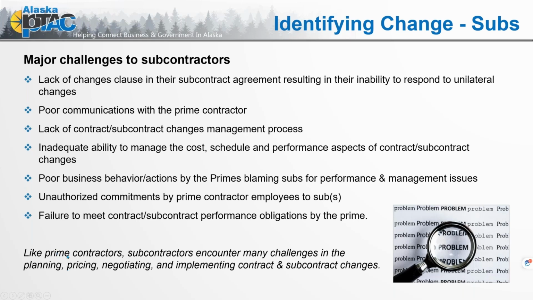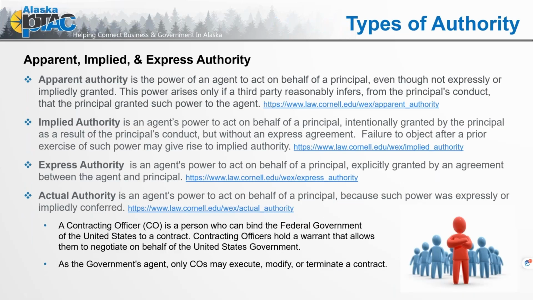So my last statement here, like prime contractors, subcontractors encounter many challenges in the planning, pricing, negotiating, and implementing contract and subcontract changes. Types of authority. This one really is an issue when it comes to contract change. So we have apparent, implied, and express authority. And understanding this terminology really makes a difference.